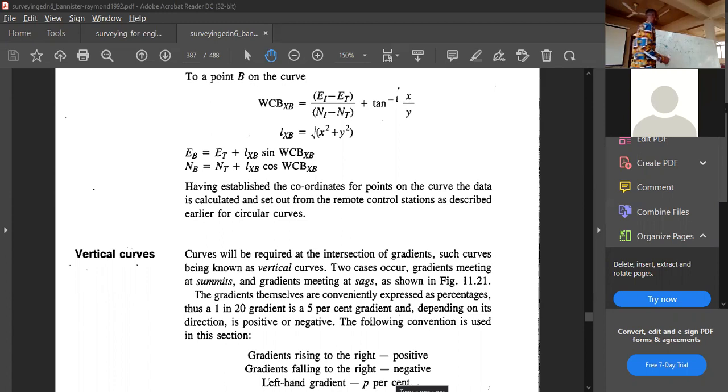Okay, but basically, please, I want you to understand these basic diagrams. The most important thing to know as an engineer is the gradient.